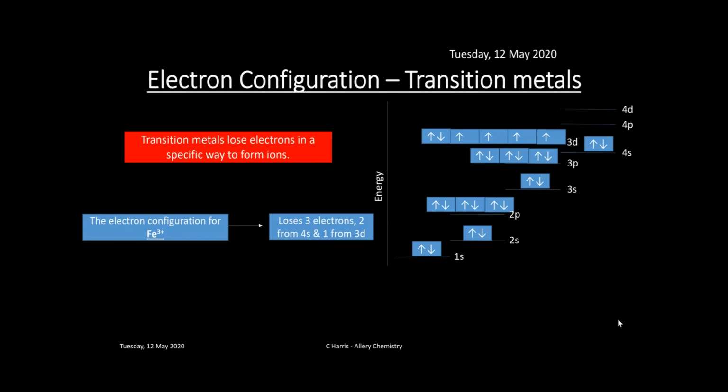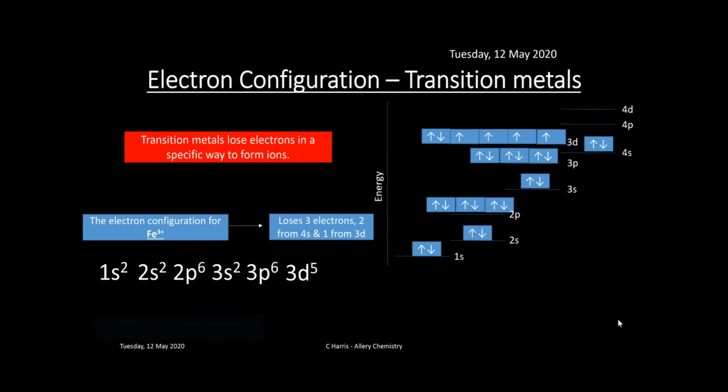And you can see we've got our configuration to the right there, the top right. So there's our configuration for iron as normal. This is 1s2, 2s2, 2p6, 3s2, 3p6, 3d6, and 4s2. So all of them are listed on there, and you can see the electron configuration. But what happens when we take the 3 electrons away to form Fe3+, we get this electron configuration.